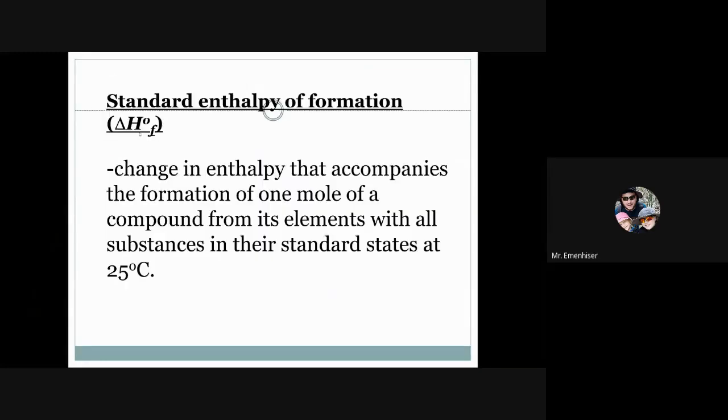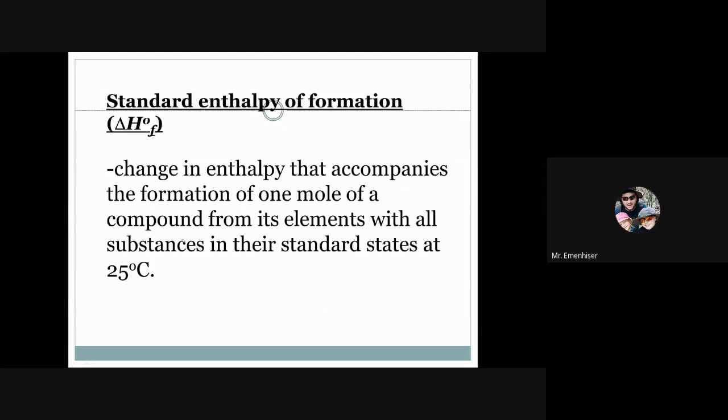Okay, let's talk about the standard enthalpy of formation. So this is a symbol for it. Delta means change in heat. Remember, we're looking at the heat associated with a reactant versus a product. So it's the products minus the reactants. How does the energy compare between them? That's enthalpy. What is the change in energy? So the change in enthalpy that accompanies the formation of 1 mole of a compound.